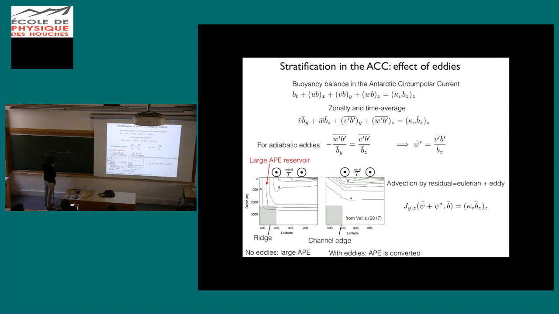And here I have plus u prime dot grad b prime squared bar. And so again, these are considered sort of things that just are moving stuff around. And so if this right-hand side is 0, then you think that these are adiabatic eddies, right? There's no diabatic term here.